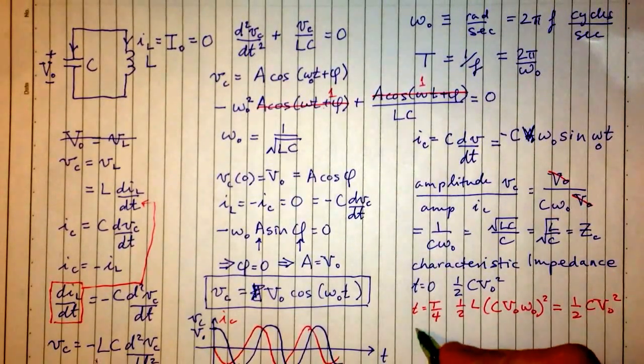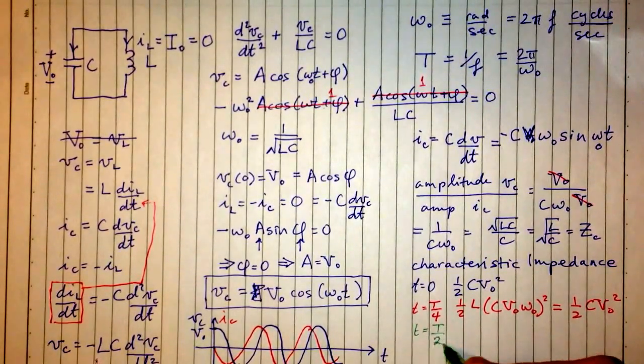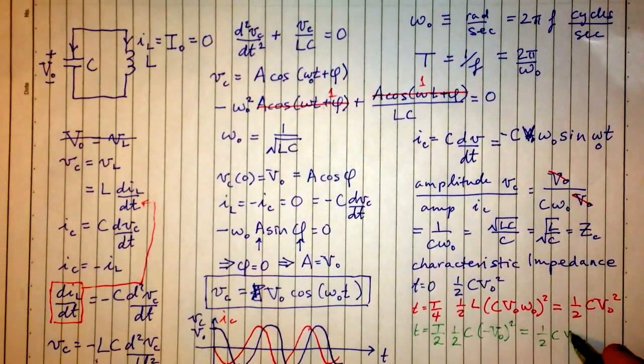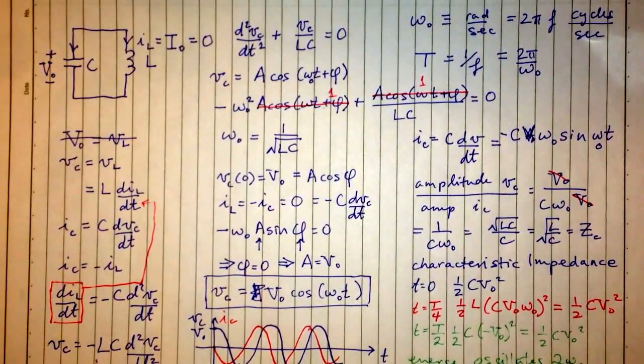And then a moment later in time, we've gone from 0 to T over 4, now we're back to T over 2. Look, the capacitor has 1/2 C, and now we're at minus V naught squared. When you square that, you get the same thing, 1/2 C V naught squared. So the energy oscillates at 2 omega naught. That's really surprising, okay? But that's the way it is, because it doesn't care if it's a minus voltage or a positive voltage. So the amplitude oscillates at V naught, at omega naught, while the energy oscillates at 2 omega naught.